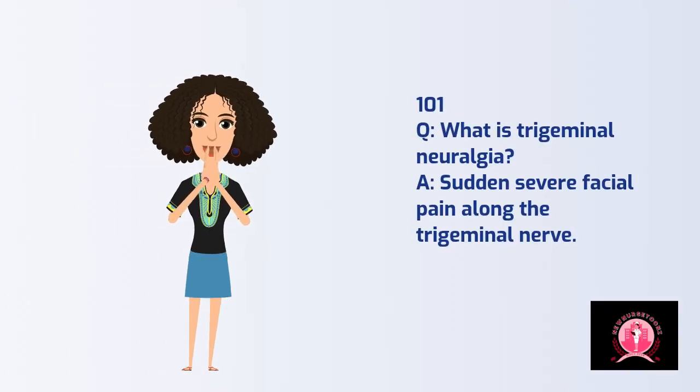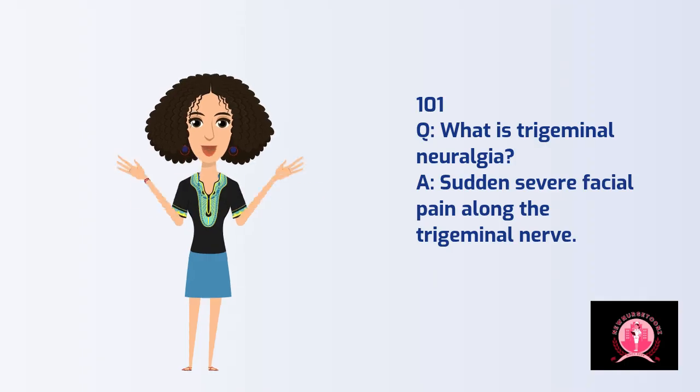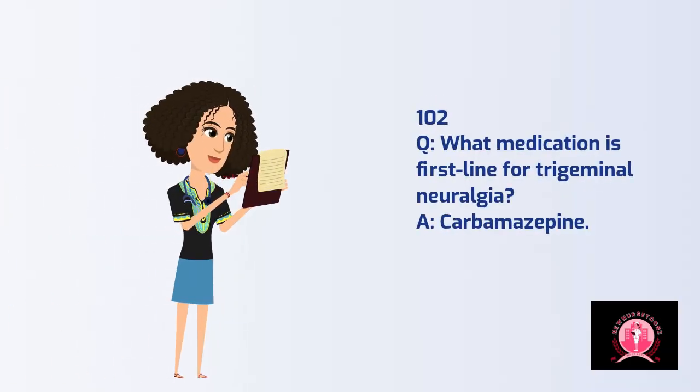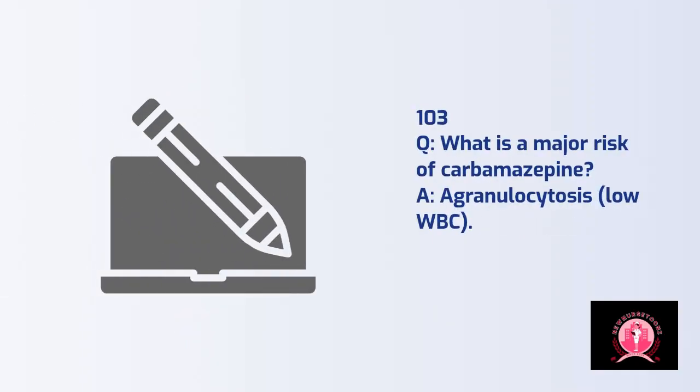101Q. What is trigeminal neuralgia? A. Sudden severe facial pain along the trigeminal nerve. 102Q. What medication is first line for trigeminal neuralgia? A. Carbamazepine. 103Q. What is a major risk of carbamazepine? A. Agranulocytosis, low WBC.